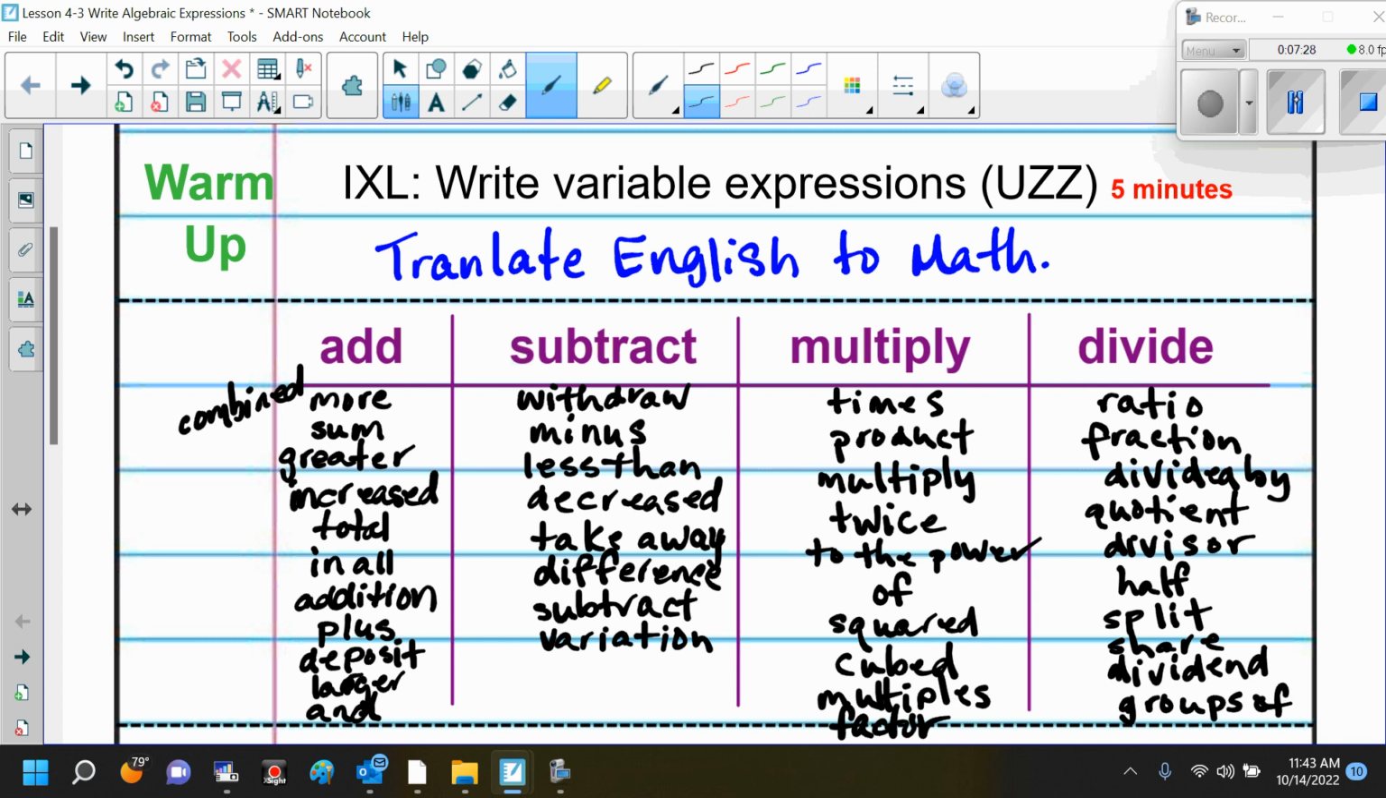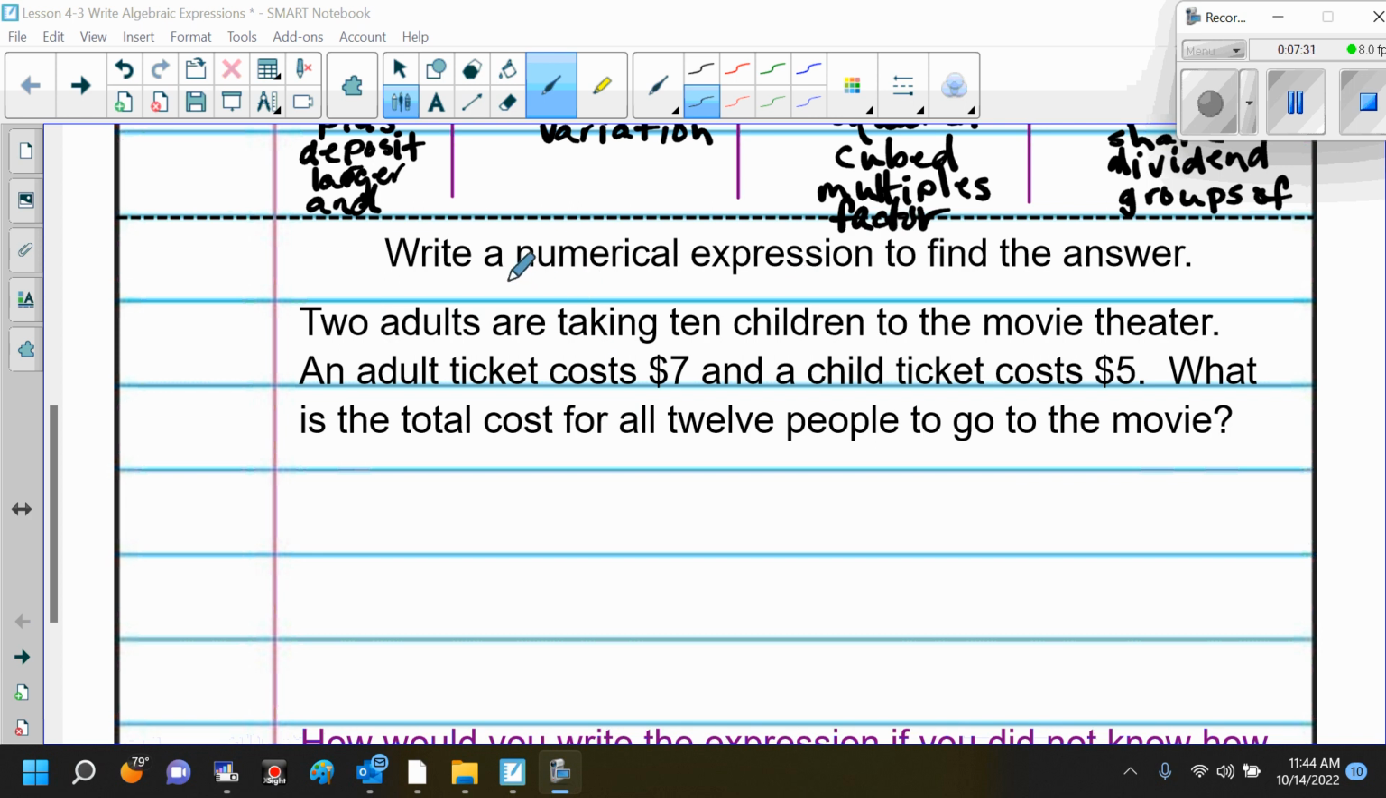So with your table partners, I want you to write a numerical expression to find the answer to this. It says 2 adults are taking 10 children to the movie theater. An adult ticket costs $7 and a child ticket costs $5. What is the total cost for all 12 people to go to the movies? Now remember, yesterday we started off with writing the words. So when we are writing the numerical expression, we want to take into account this important information.